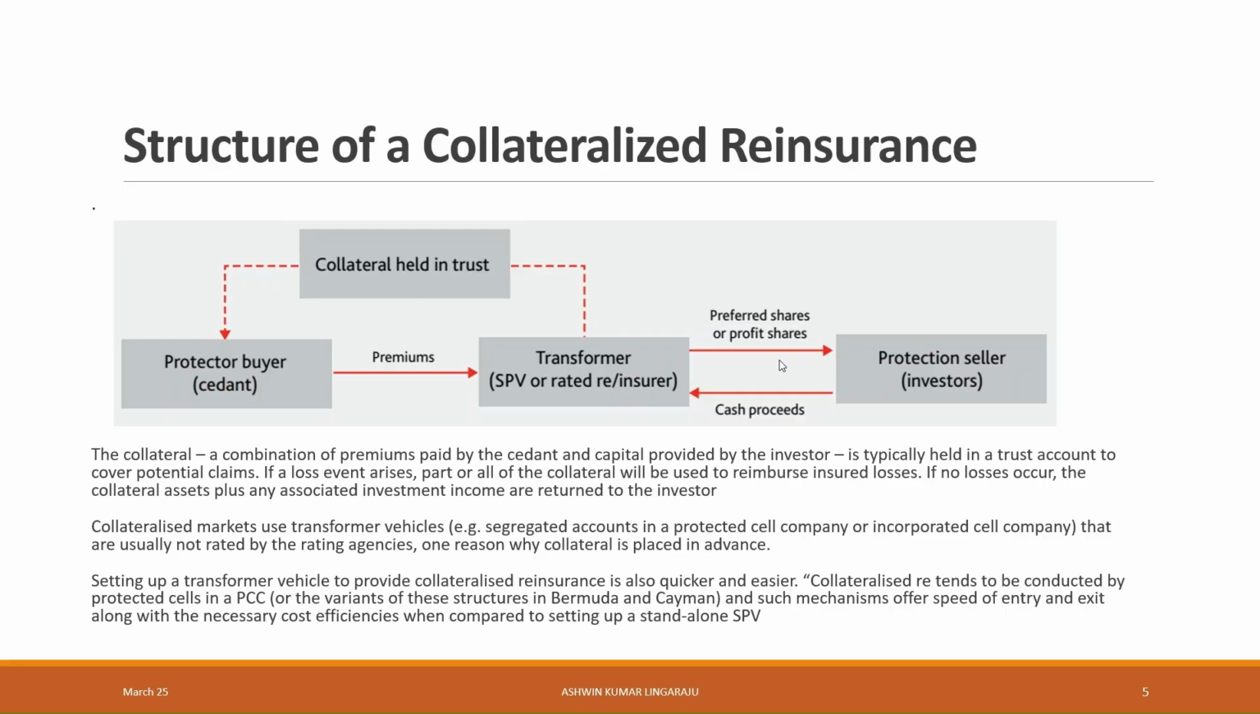Notice that the collateralized markets use transformer vehicles, which are segregated accounts in a protected cell company. These are not rated by rating agencies, which is one reason why collateral is placed in advance. The difference between a standalone SPV and a transformer vehicle is that a transformer vehicle is quicker and easier. It also offers speed of entry and exit along with necessary cost efficiencies.